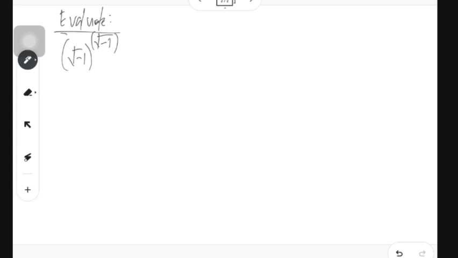Will you use a calculator? Baka may calculator kayo diyan. Square root of negative 1 raised to square root of negative 1. Ano ang binibigay na value ng calculator? Math error po, sir.